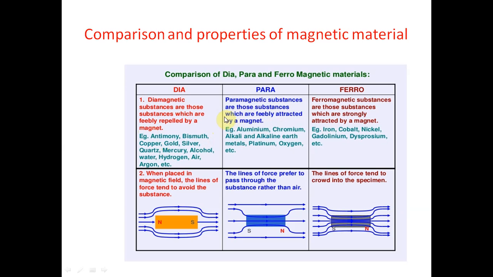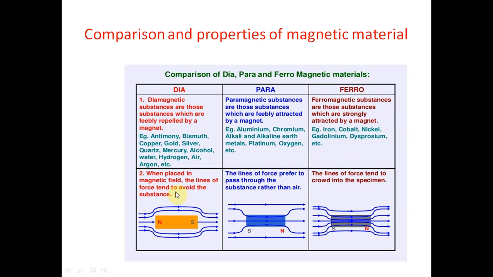And paramagnetic material is feebly attracted by a magnetic field, and examples are aluminium, chromium, alkali and alkaline earth metals, platinum, oxygen, etc. And ferromagnetic material is strongly attracted by the external magnetic field. Iron, cobalt, nickel are the examples of ferromagnetic material. Second is the behavior of the material in an external magnetic field.